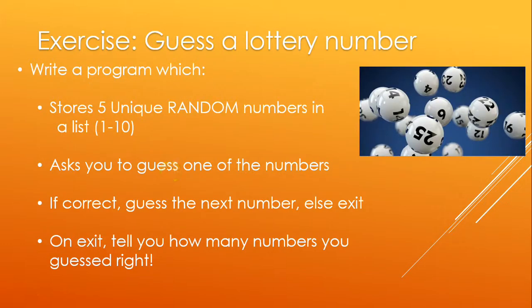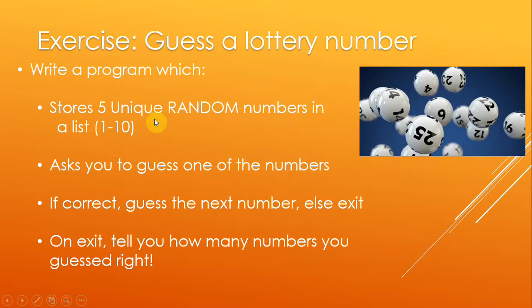Okay, so now a quick exercise, or relatively quick exercise, called guess a lottery number. In this particular example, what we're going to do is write a program which, first of all, stores 5 unique random numbers in a list, and those random numbers must be the numbers between 1 and 10. Unique meaning only one occurrence of, or only one of.